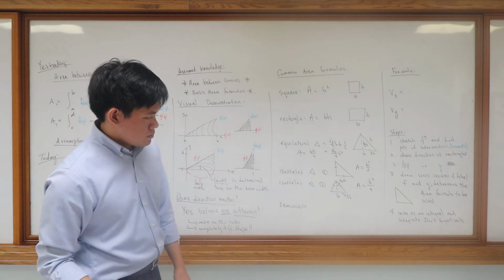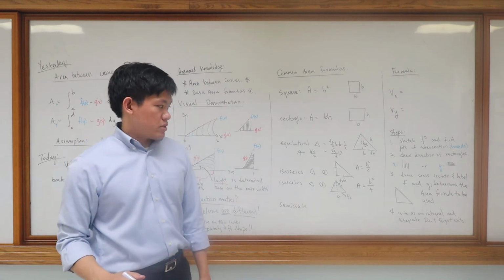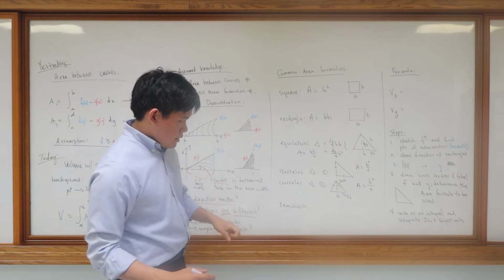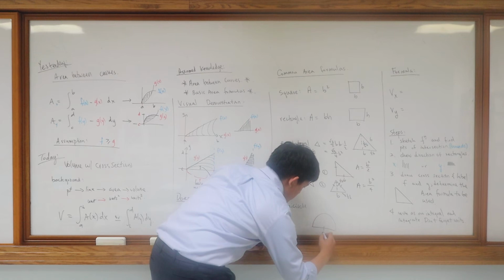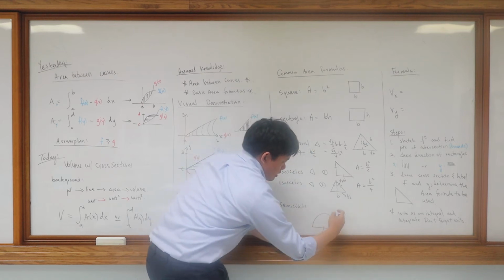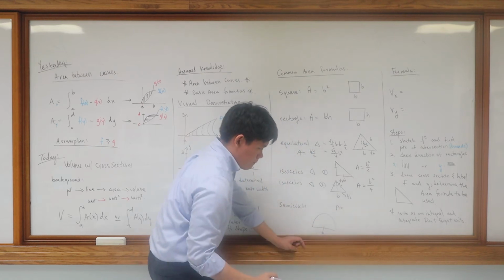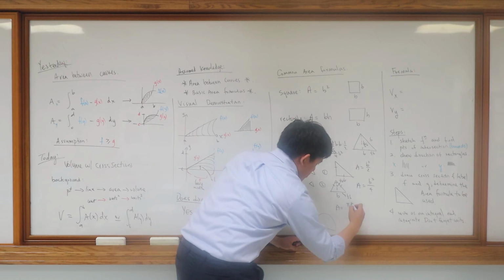Okay, that's what you get. Area is equal to base squared divided by 4. Okay, semicircle. My semicircle looks like this. This whole thing's my base. So in that case, my area is equal to pi r squared divided by 2.